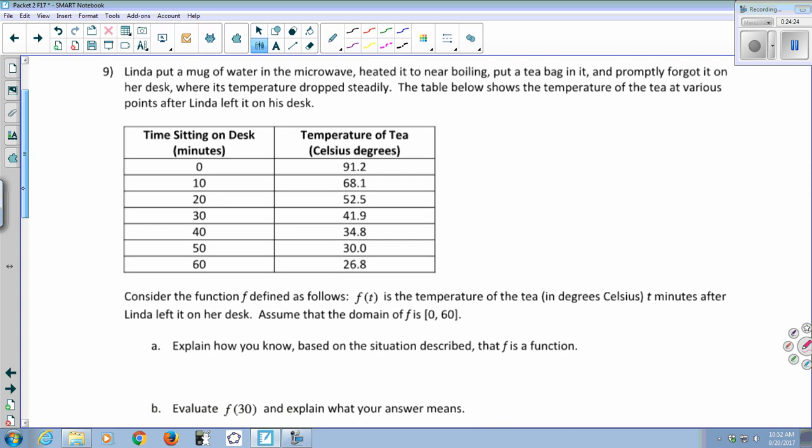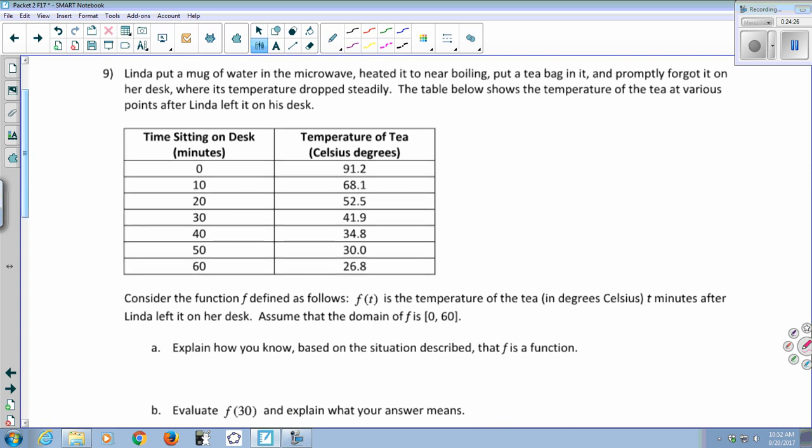All right, one last question for the lesson 11 activities. Linda put a mug of water in the microwave, heated it to near boiling, put a tea bag in it, and promptly forgot it on her desk, where its temperature dropped steadily. The table below shows the temperature of the tea at various points after Linda left it on her desk. Okay, here's my function. F of t is the temperature of the tea after t minutes. And the domain is 0 to 60: 0 minutes the moment she put it on her desk to 60 minutes later.